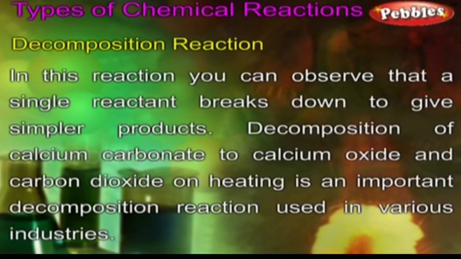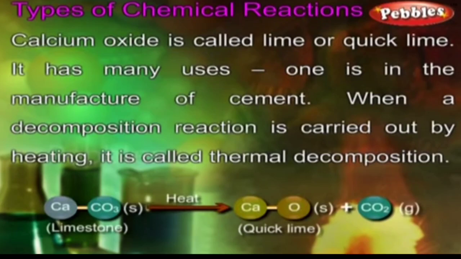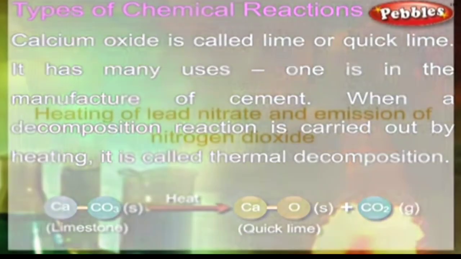Decomposition of calcium carbonate to calcium oxide and carbon dioxide on heating is an important decomposition reaction used in various industries. Calcium oxide is called lime or quicklime. It has many uses. One is in the manufacture of cement. When a decomposition reaction is carried out by heating, it is called thermal decomposition. CaCO3 solid, when heated, gives CaO solid plus CO2 gas.